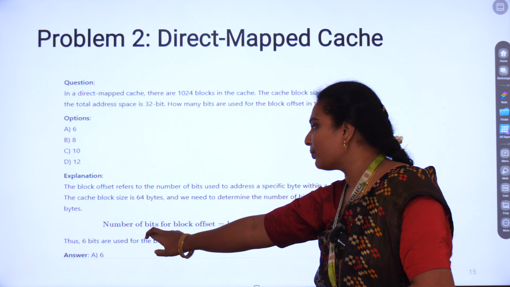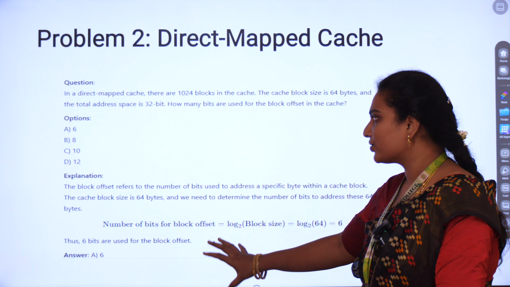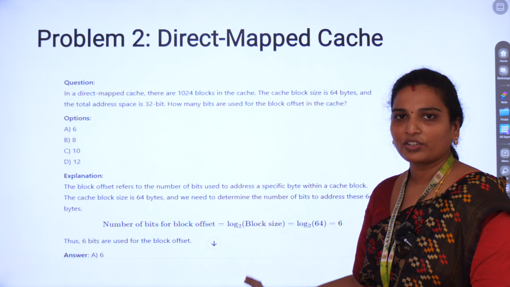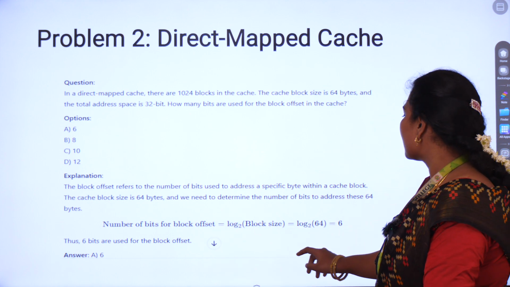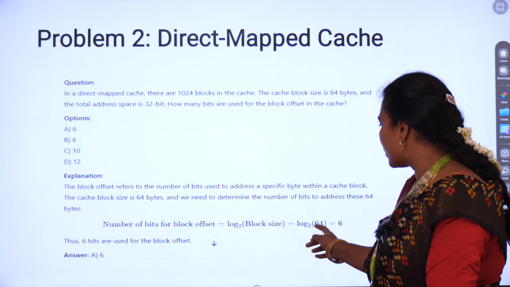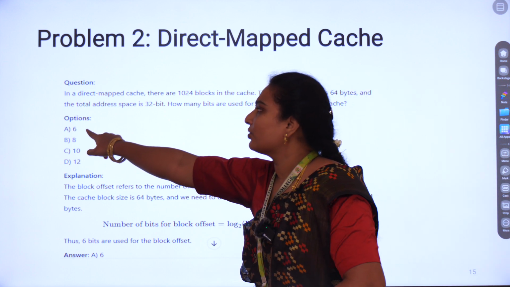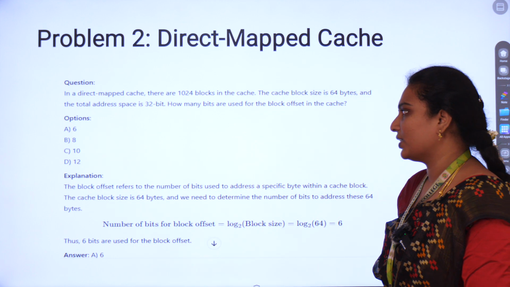In order to find the number of bits of the block offset, we just find the log base 2 of the block size. The block size is 64, so log to the base 2 of 64 is 6. Is the option available? Yes, it is available. So the answer for this question is option A.